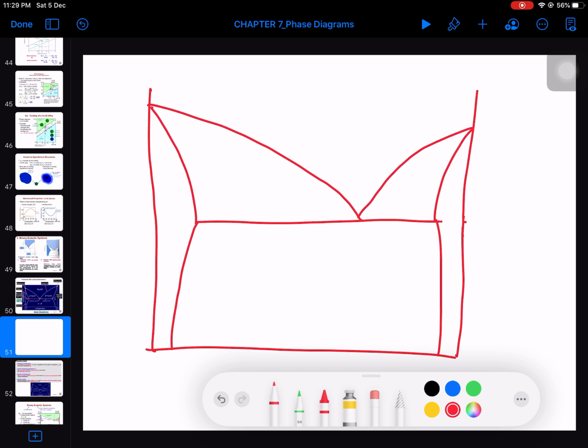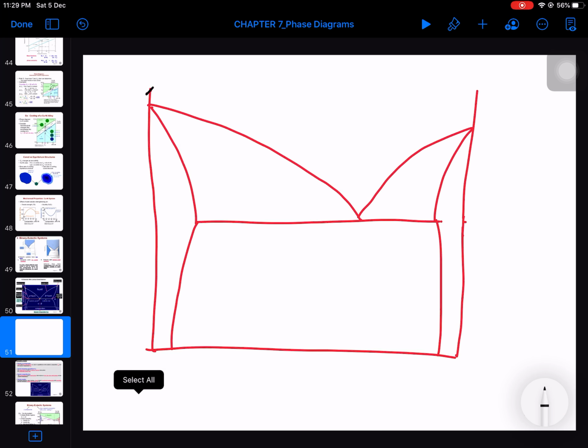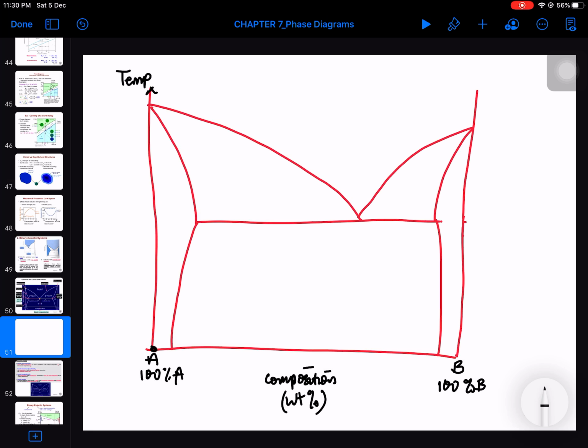The axes will be the same. The y-axis is for temperature, and the x-axis is for the composition. Normally it is expressed in weight percentage. At one end we have the first component A, and at the other end we have the component B. At this point it's 100% A, and the other point is 100% B.